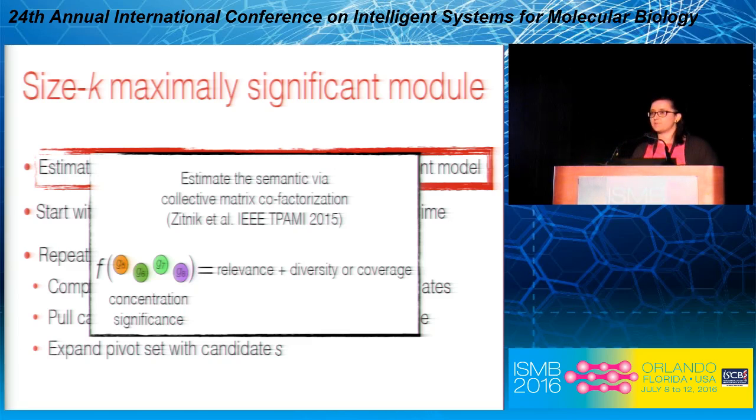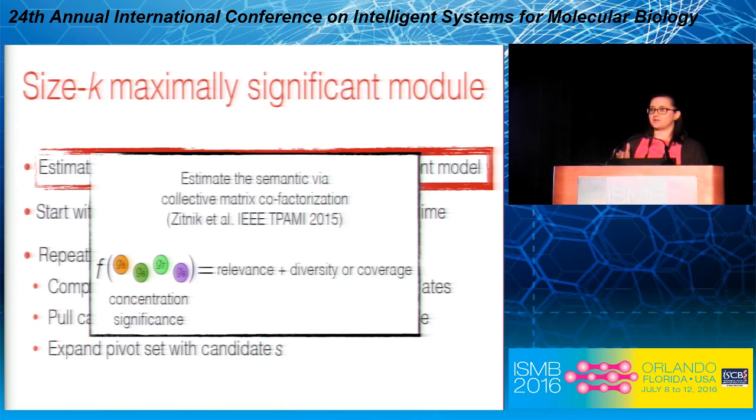And the second part is the module scoring function. Intuitively, the module scoring function consists of 2 parts. The first part evaluates the relevance of the current module with respect to the pivot set. And the second part evaluates the diversity of the module, or the coverage of the module.